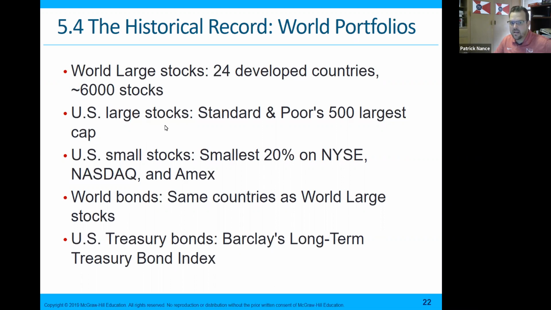The U.S. large stocks are Standard & Poor's, those are the 500 largest market cap, which you find, if you don't know, from taking the stock price times the number of shares outstanding. The U.S. small stock, the smallest 20% on the NYSE, the NASDAQ, and the Amex. The world bonds, same countries as the world large stocks, and then the U.S. Treasury bonds like Barclays long-term Treasury bond index.